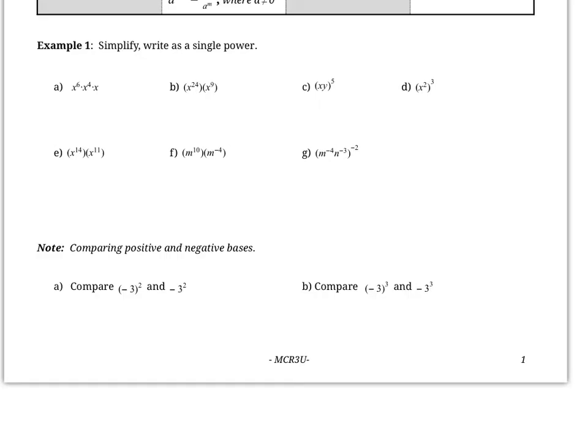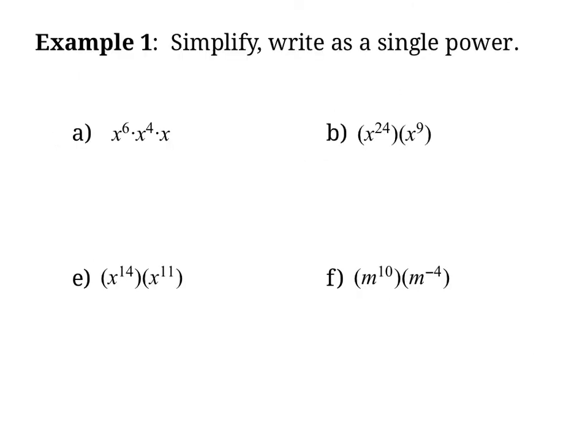So let's try these examples one by one using the rules that we've summarized above. So in our first example, we have the same base, x, all being multiplied together. So we know that we can use the multiplication rule and just add those exponents. So we know that there's an exponent of 1 right here. So our new exponent is going to be 6 plus 4 plus 1, which is going to be x to the power of 11.